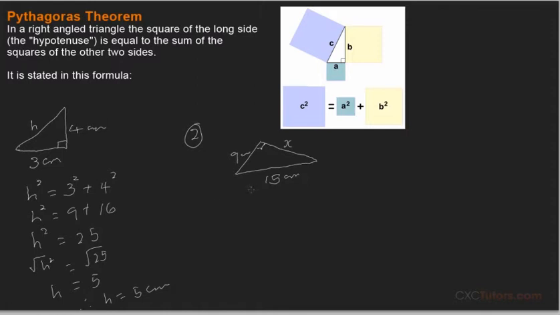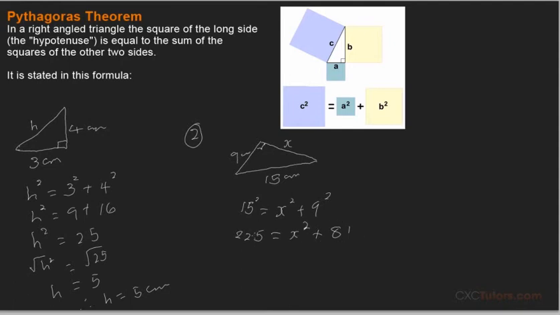By the application of Pythagoras' theorem, the square of the hypotenuse, so I will have 15 squared, is equal to the sum of the squares of the other two sides, so it's equal to x squared plus 9 squared. And 15 squared we know is equal to 225, and that is equal to x squared plus 81.